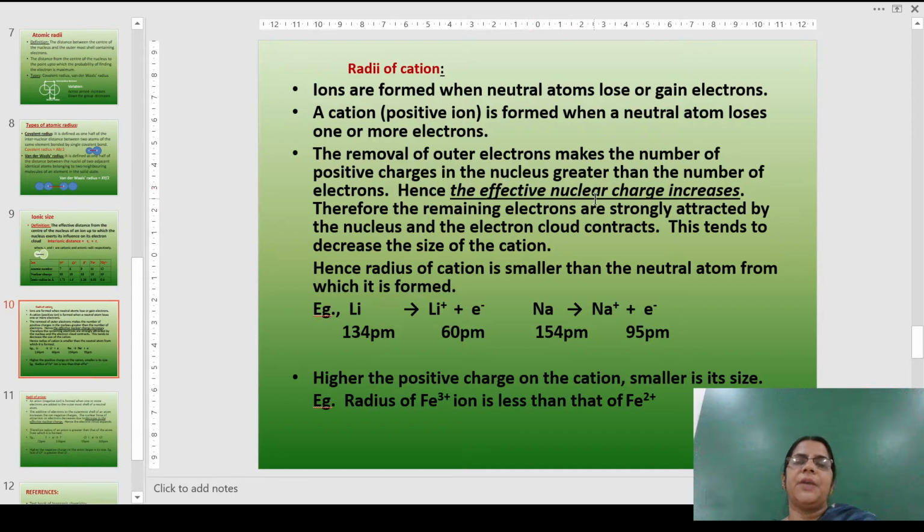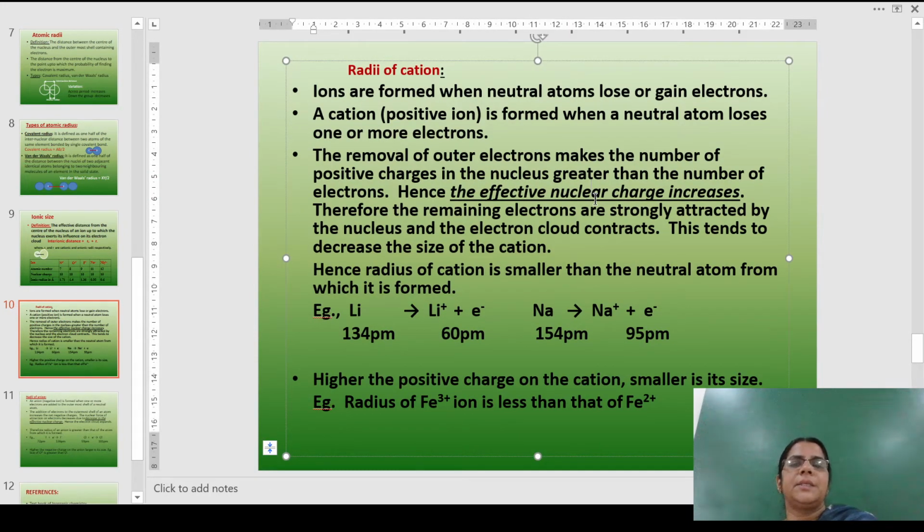Hence the effective nuclear charge increases. Then the remaining electrons are strongly attracted by the nucleus and the electron cloud contracts. It will shrink, it will reduce. This tends to decrease the size of the cation. There is a reason why cations are smaller in size. So please remember, cations are always smaller than the neutral atoms.